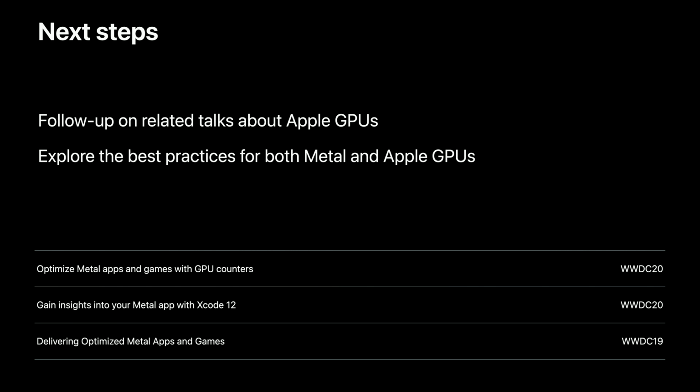And that's about it. Today, we have talked about Apple GPUs and what makes them so unique and efficient. We've also reviewed some use cases in which you can use Metal in order to accelerate rendering algorithms. So the next steps are for you to follow up on related talks about Apple GPUs, and also explore the best practices for both Metal and Apple GPUs.